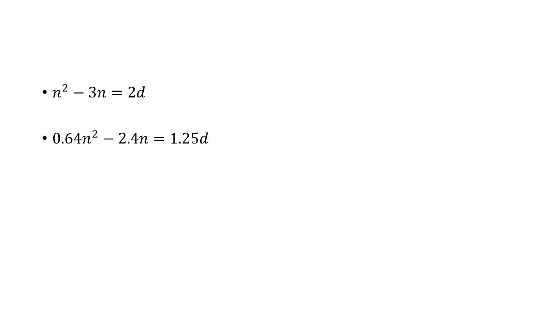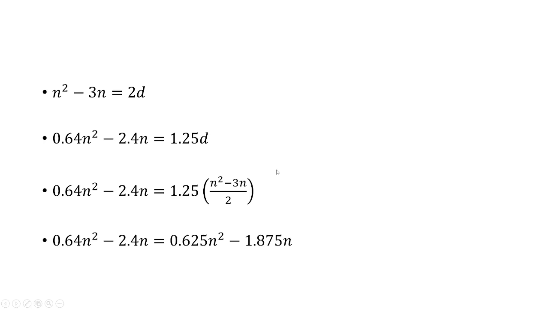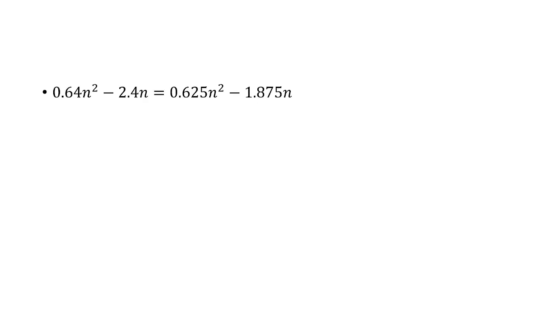The way I'm going to solve this is by making a substitution. So let's first solve for d in the top equation as (n squared minus 3n) over 2, and that goes over here in for d. Now 1.25 over 2 gets distributed to the n squared and the negative 3n. And so we bring everything to the left, subtracting by 0.625n squared, adding 1.875n.